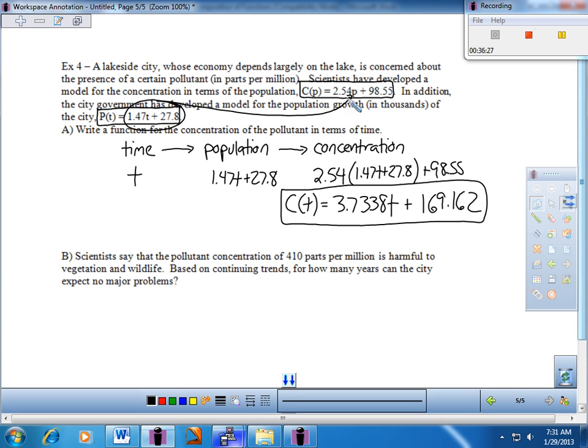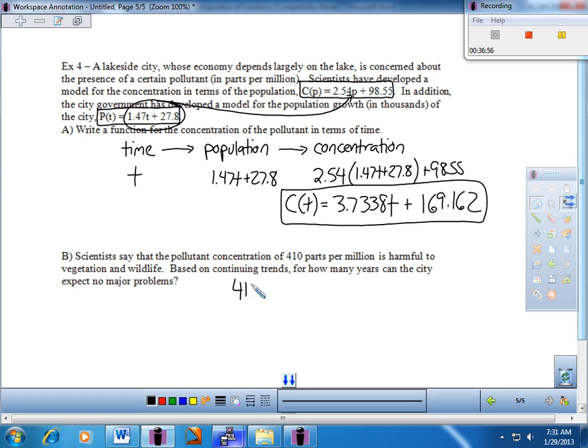Okay, let's just wrap this notes worksheet up. Part B. Scientists say that a pollutant concentration of 410 parts per million is harmful to vegetation and wildlife. Based on continuing trends, for how many years can the city expect no major problems? So I hope everyone is in agreement when you read this problem that this is a concentration and we're solving for time, essentially.